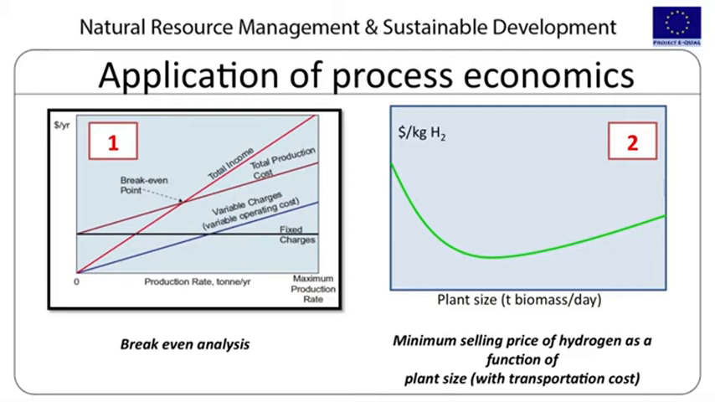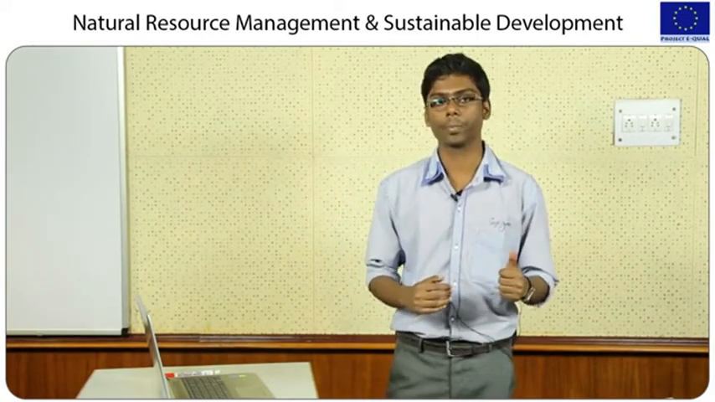Economic analysis also helps to optimize the size of plant. In figure 2, an example is shown to find the optimum plant size for a biomass-based hydrogen production system. The plant size is optimized by minimizing the selling price of hydrogen, even taking the transportation cost of biomass. Hence, process economics is an important tool for applications for sustainable energy system.